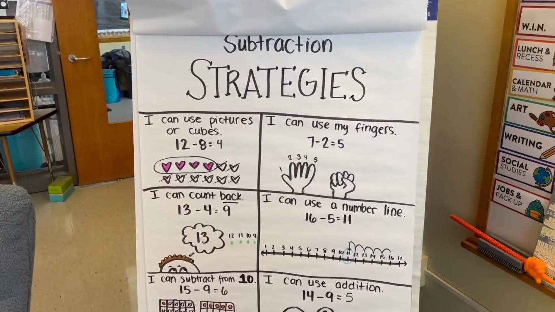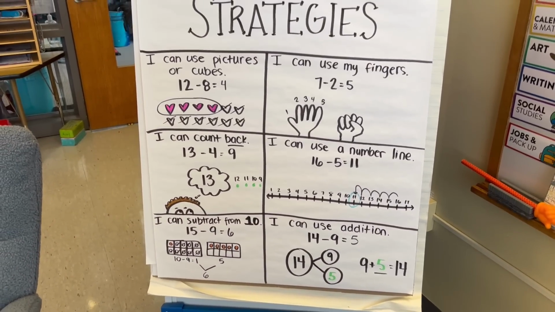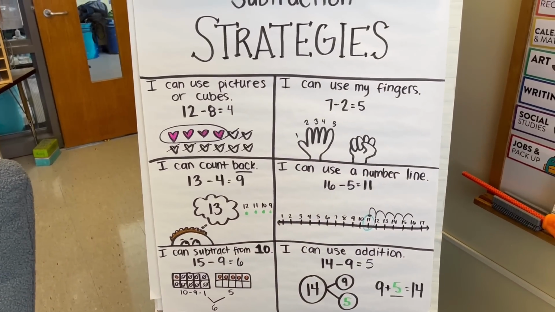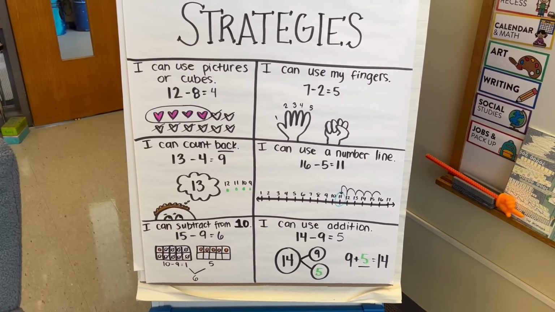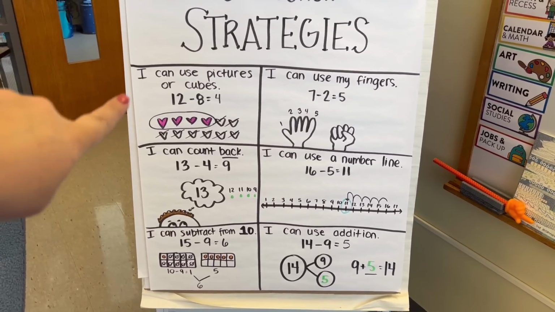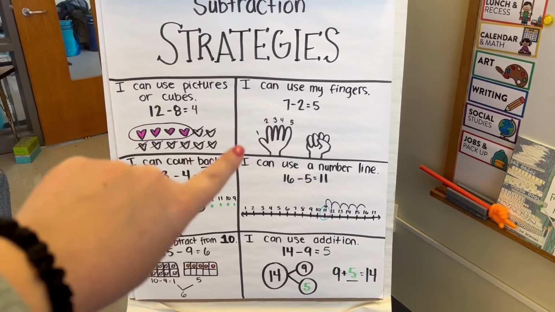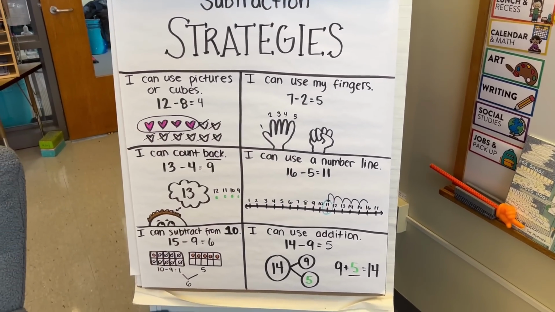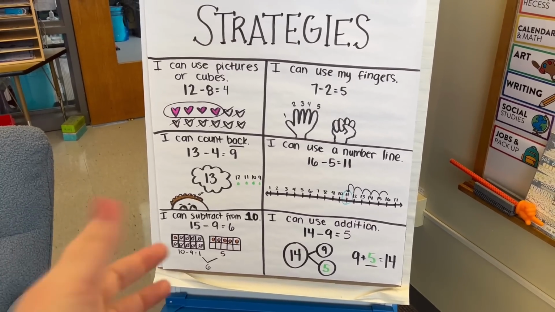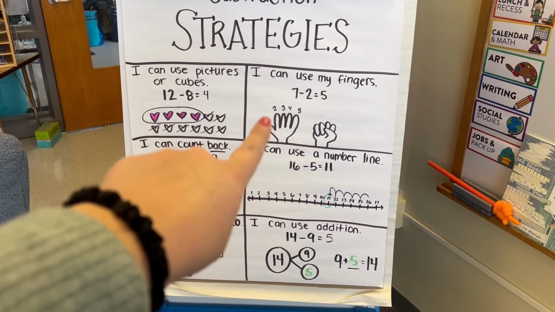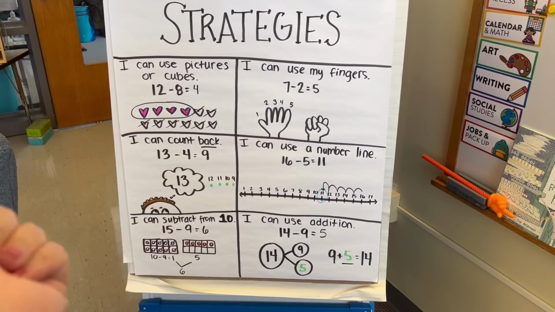Okay, so I just finished my subtraction strategies anchor chart, and I'm really annoyed because I forgot to put that we can count on, and that was a huge strategy that I want my students to know. We have pictures or cubes, using fingers, and the using fingers one I still put on both of my anchor charts because a lot of my students are still at that level where they are using their fingers. If we're using fingers to show the whole thing and then the difference, we can only do it within 10 because we only have 10 fingers.